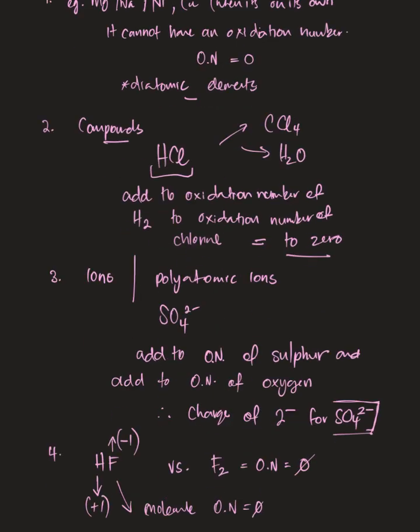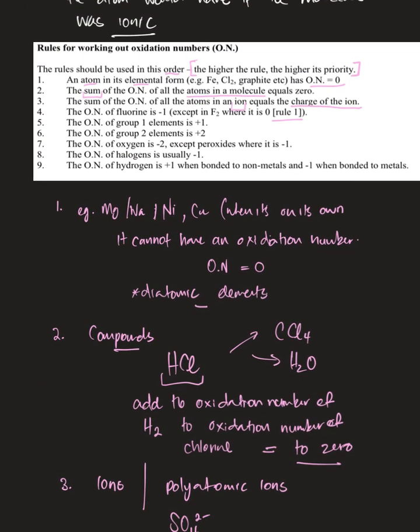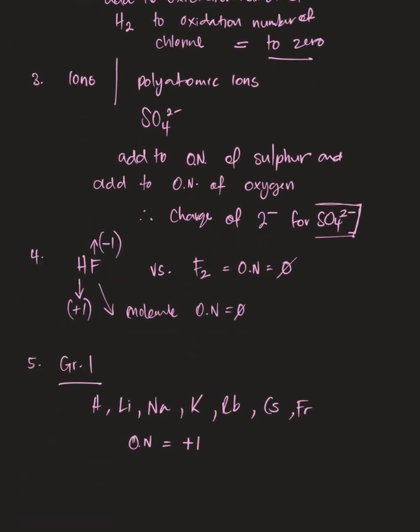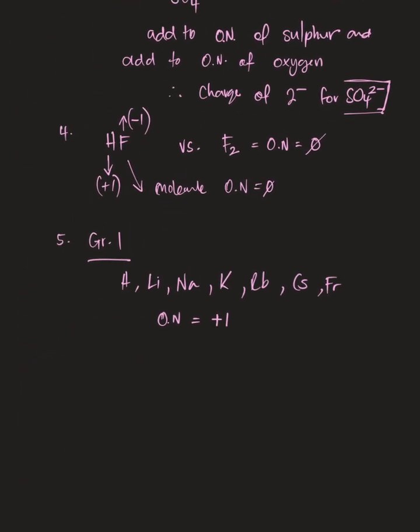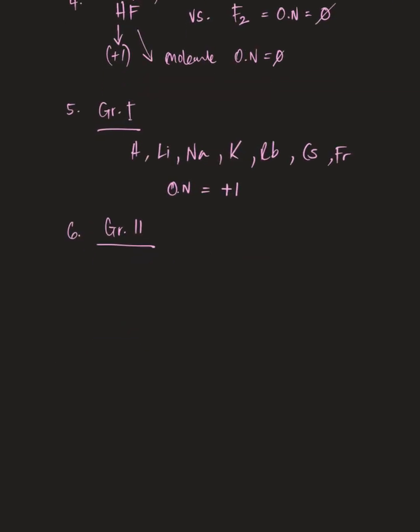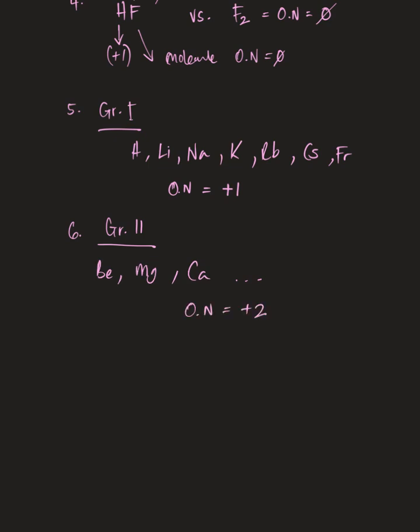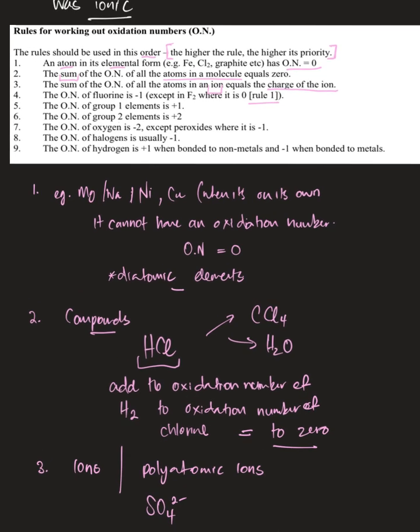The next one, number 6: the oxidation number of group 2 elements is +2. Please don't confuse this with charges. Anything in group 2, I've got your beryllium, magnesium, calcium, etc. All have an oxidation number equal to +2. Do not confuse it with charges. These are oxidation numbers.